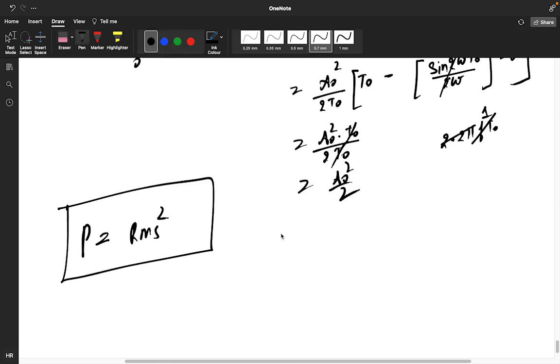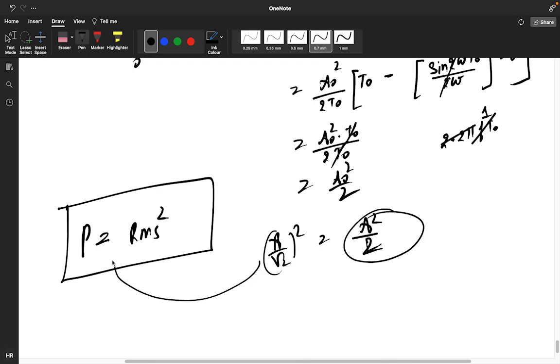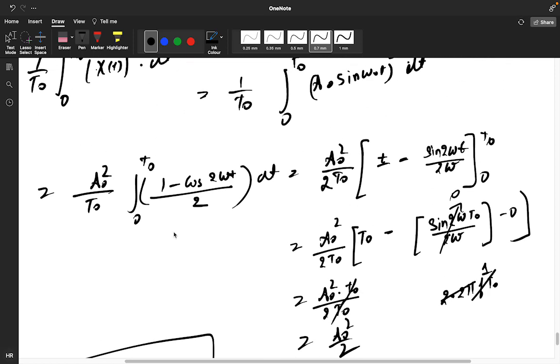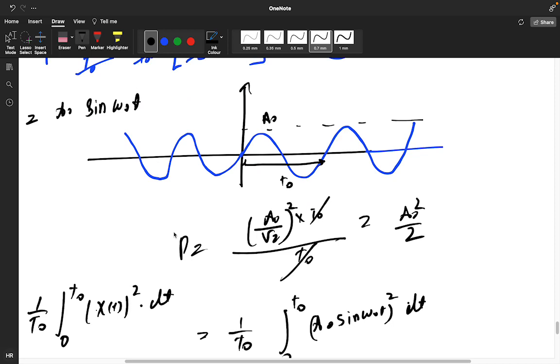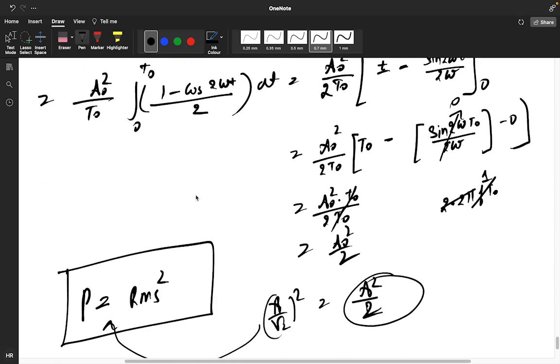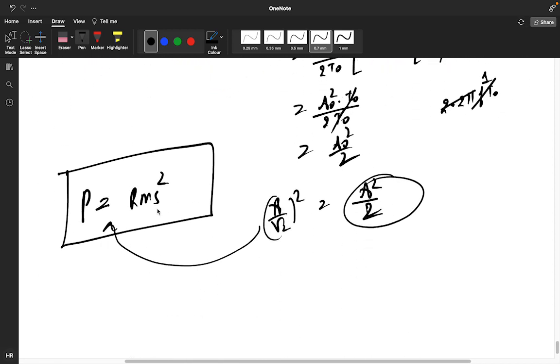RMS square only. RMS of a sine function is A by root 2, and if you square the terms, you will get A square by 2. So this is the power that we are getting. Or can you say energy by time? No, we cannot say energy by time. It is periodic. In energy, we will not get a periodic signal. So don't confuse with the statement. For the solution you can say so, but don't change the statement.